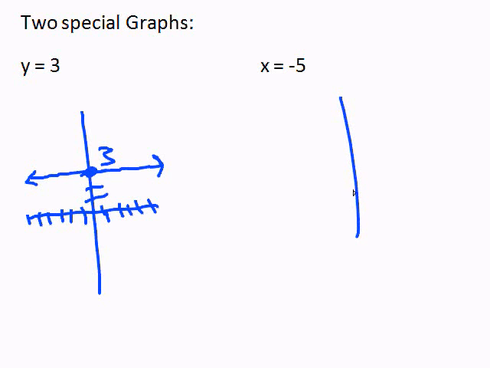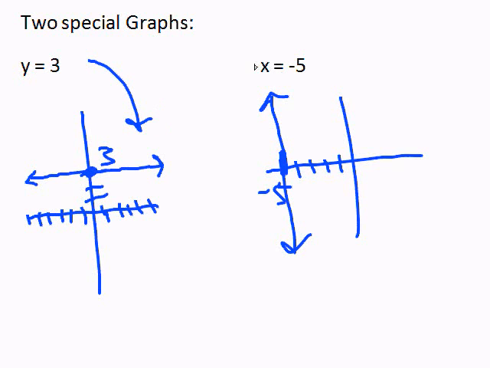What about x equals -5? 1, 2, 3, 4, 5. What line can you draw to go through x is equal to -5? The answer is a vertical line, straight up and down through -5 on the x-axis. These are special graphs because, again, you don't have two variables, you just have one. And y equals a number always creates a horizontal line. X equals a number will always create a vertical line.